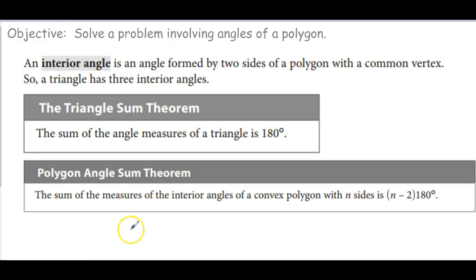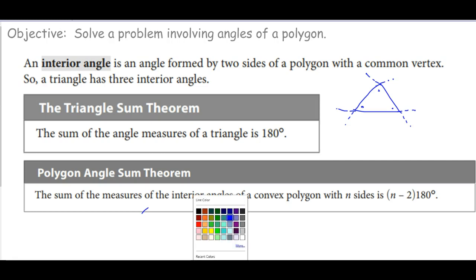Semi-interesting, for geeky people. Okay, an interior angle is an angle inside a polygon. So if I have a triangle, then this guy right here is an interior angle. If you extend these sides, then this guy and this guy are exterior angles. So notice, on an interior angle, two sides of the figure make up the angle. On an exterior angle, it's one side and an extension of another, adjacent side that makes up the angle.